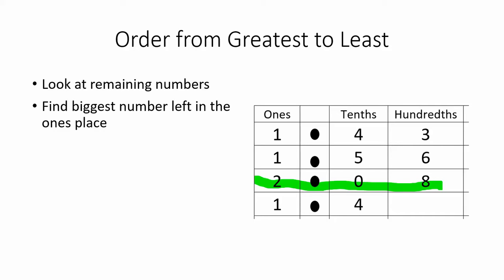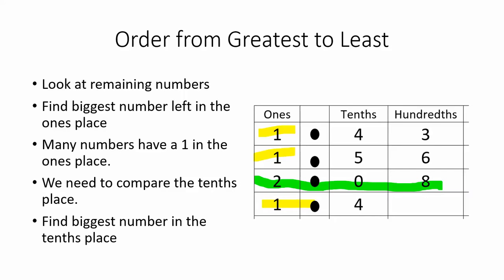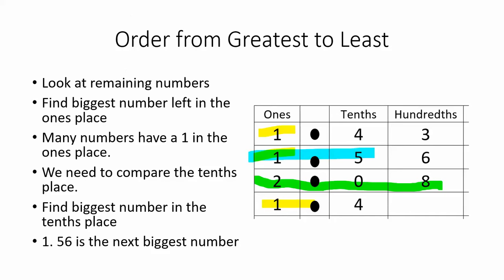As I work from this point, I'm only using the remaining numbers. So we're going to disregard the number in green. Since the other values are all the same, they're all ones, we're going to have to move over to the tenths. So I highlighted the ones value and notice they're all the same. So we're looking at the tenths place, and now we're going to find the biggest number in the tenths place.